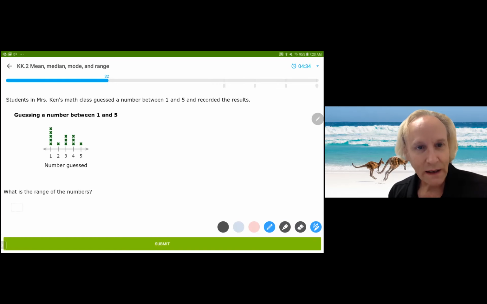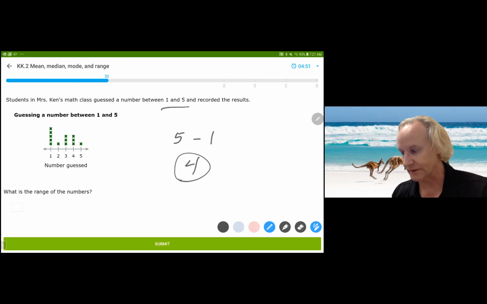All right, guessed a number, and these are the people who guessed. 5 people guessed 1, 2, 1 person guessed 2, and so on. We want the range of the numbers. Well, the range is the biggest minus the smallest, which of course is a range of 4. That's what it says. Between 1 and 5, there's a range of 4.